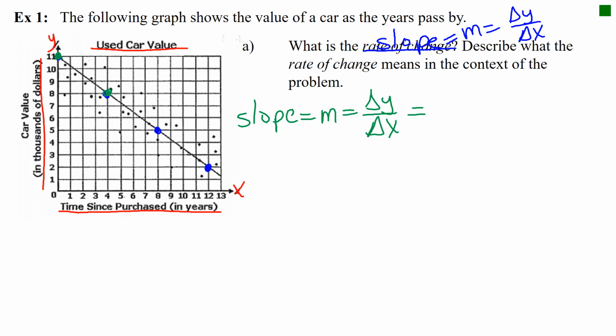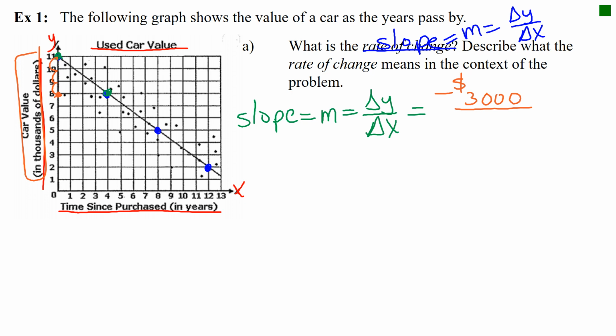I'm going to start with 0, 11, and then I want to work my way to 4, 8. So changing y tells me that I have to either go up or down. In this case, I need to decrease 1, 2, 3. And because I'm going down, it's going to be negative. But also keep in mind the label of the y-axis was car value in thousands of dollars. So when I travel up and down, I'm counting in thousands of dollars. So that's going to be negative $3,000.